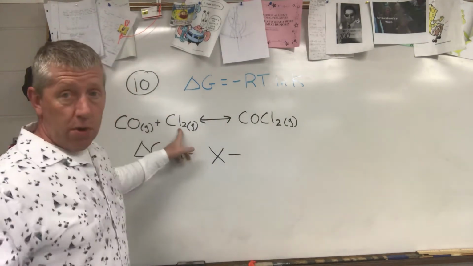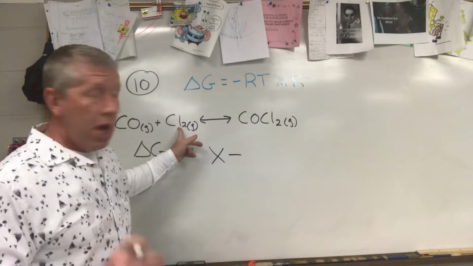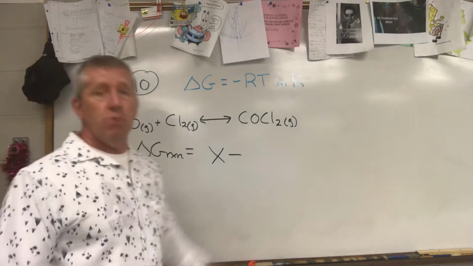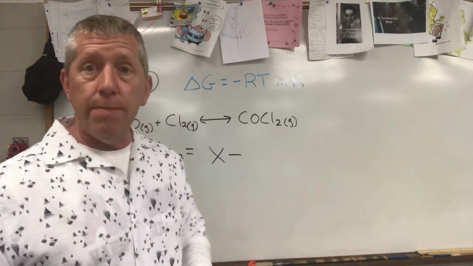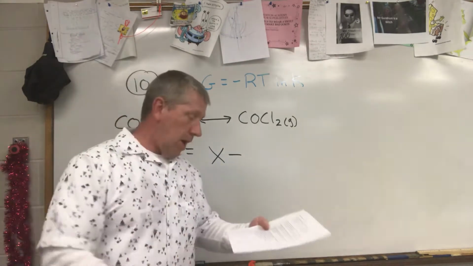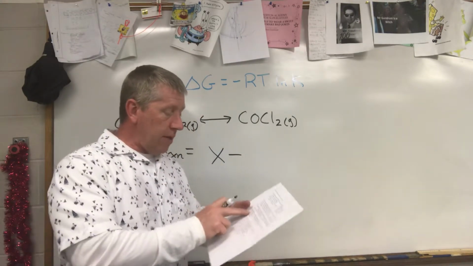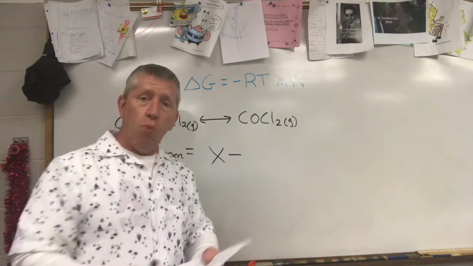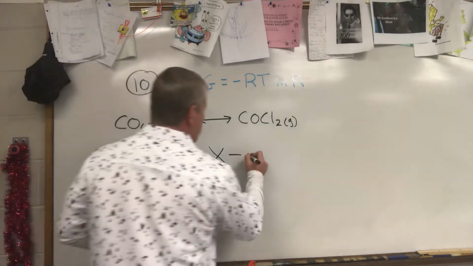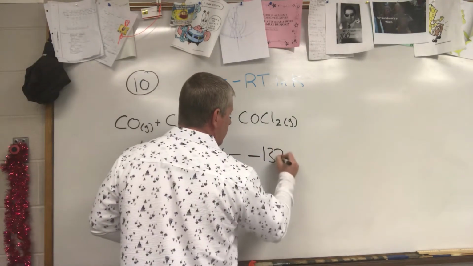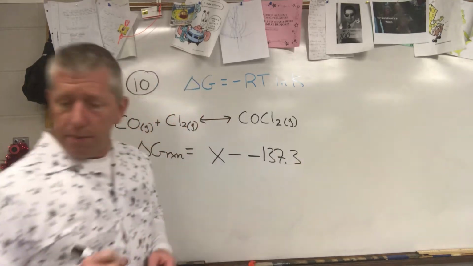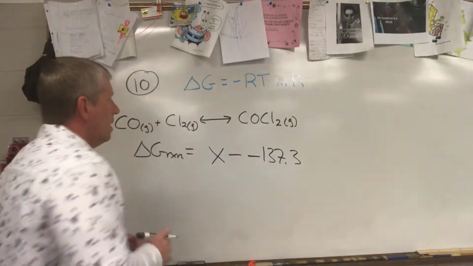The G value of elemental chlorine is 0. The G value of carbon monoxide, you could look it up in the back of the book, that's common, but don't worry, I got you. Remember, I'm here for you. I have looked it up for you. The delta G of formation for carbon monoxide is negative 137.3 kilojoules per mole.